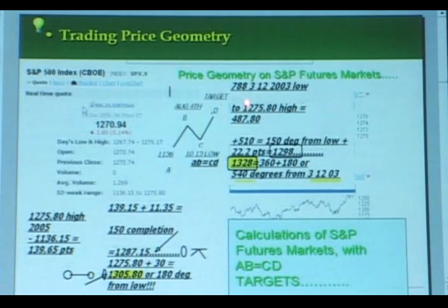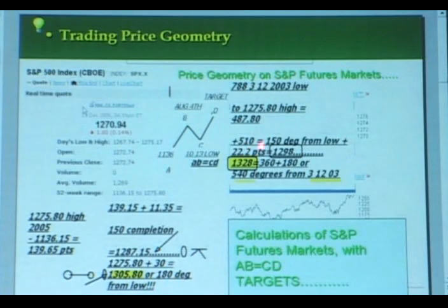If we look at the 788 price on the S&P on 3/12/2003, and we go up in degrees or price, dollars, degrees, dollars, cents, they're all the same. They basically have the same relationship. Time, price, they're all basically the same entity, and you can go up from the different numbers and start counting. From here, plus a sextile equals 1305. It's 180 degrees from the previous low.